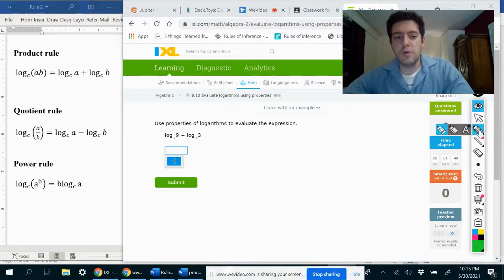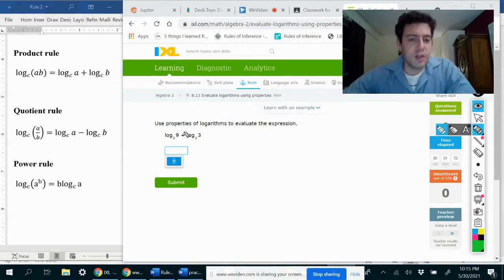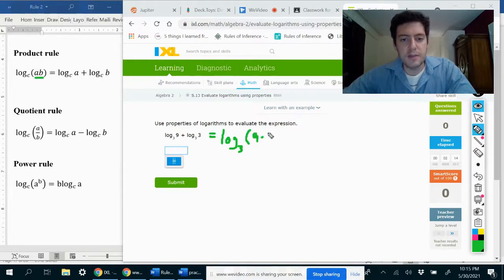Okay, so for this problem over here, we're going to use the product rule. I see that these two expressions are getting added together. This is the same thing as the log base 3, just keep the base the same, of 9 times 3. That's using the product rule. Where they're getting added together, then we could multiply the A and the B. Okay, so 9 times 3. So we have the log base 3 of 27.